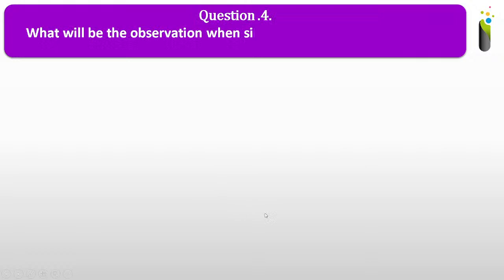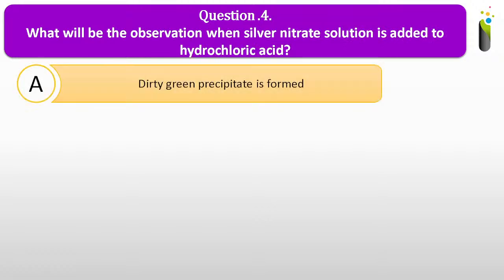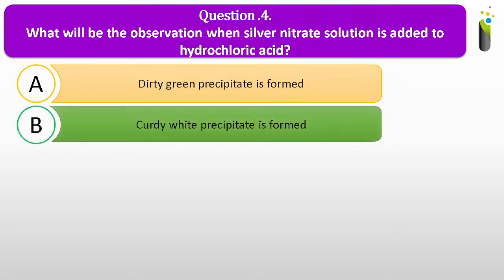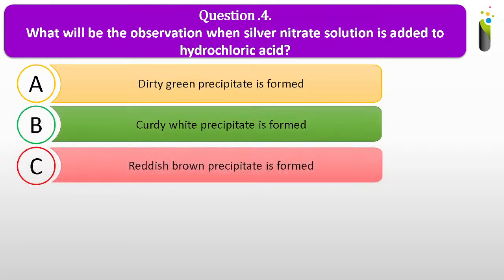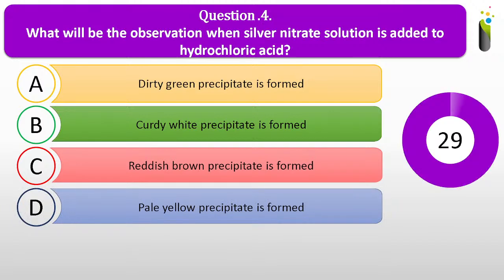What will be the observation when silver nitrate solution is added to hydrochloric acid? A. A dirty green precipitate is formed. B. Curdy white precipitate is formed. C. Reddish brown precipitate is formed. D. Pale yellow precipitate is formed.